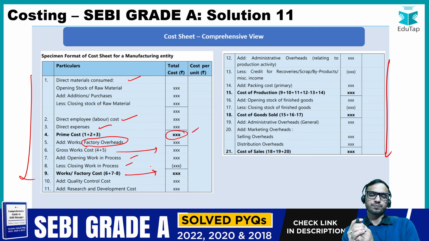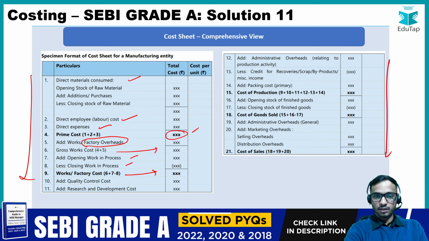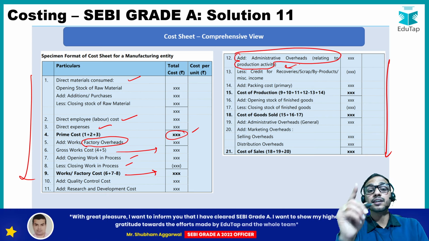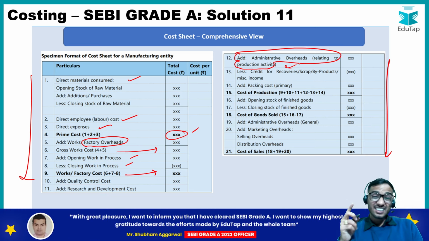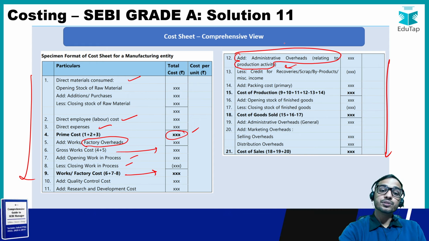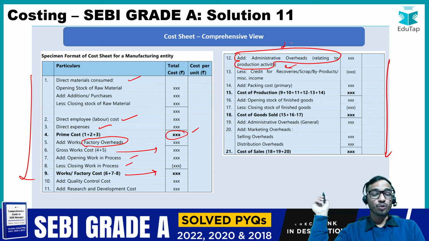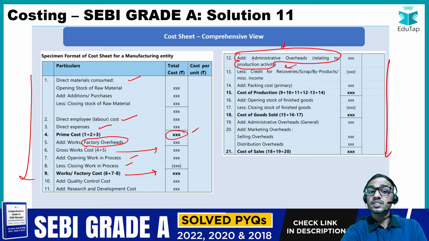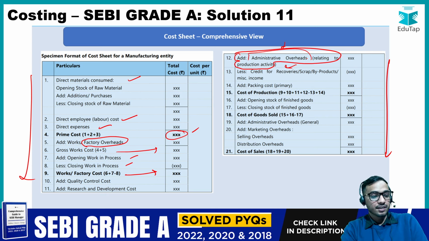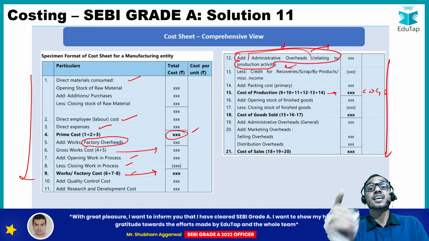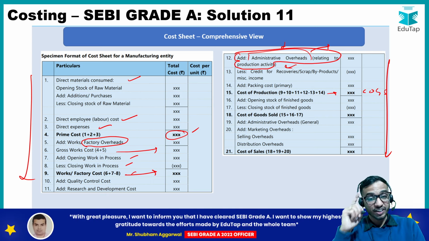But after this, here is a point here. Please see this point very, very carefully. Administrative overhead related to the production activity. That is where most of the students, even the commerce background student, gets confused here. They think that this administrative overhead is related to the office administration or general administration. It is not related to the general administration. This administrative overhead which you have added to the factory cost to get your cost of production or COGS is related to production only. This is very, very important.